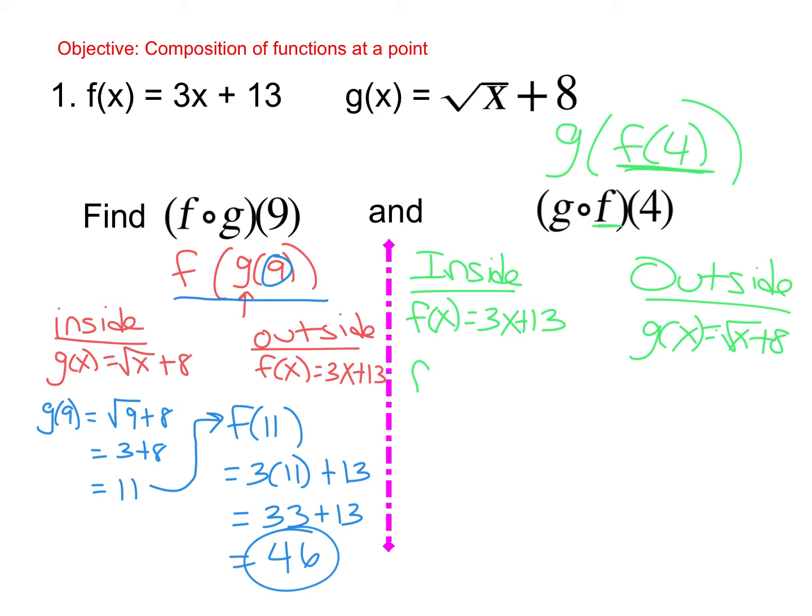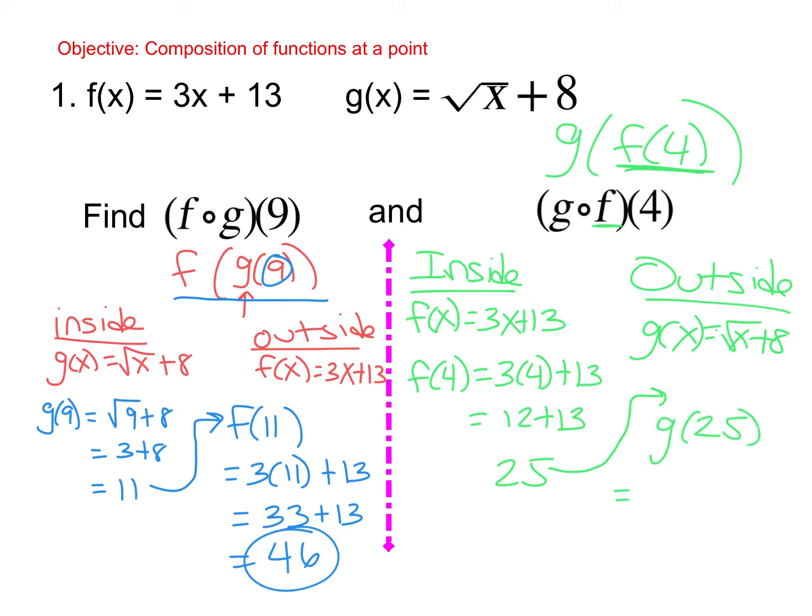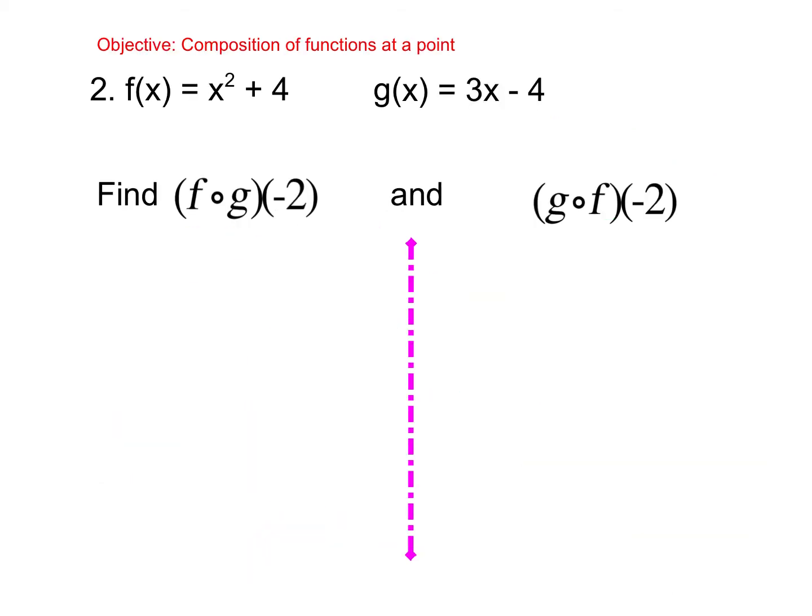So I'm going to find f of 4. That's 3 times 4 plus 13. 12 plus 13 is 25. We then take that and plug that into g. So g of 25, square root of 25 plus 8. 5 plus 8 is 13. So our final answer is 13. That's it. Okay, so pause the video and try this one on your own.